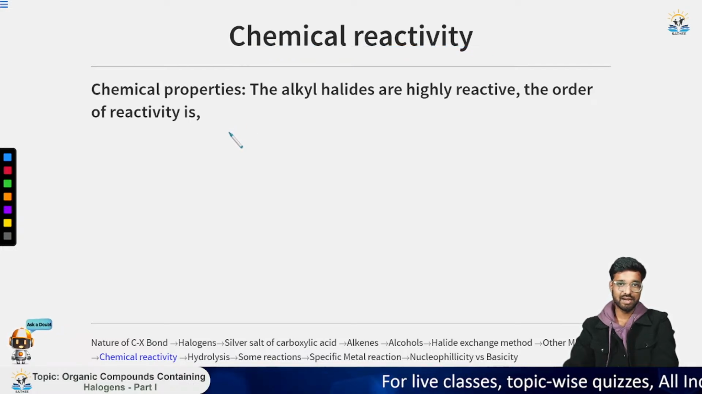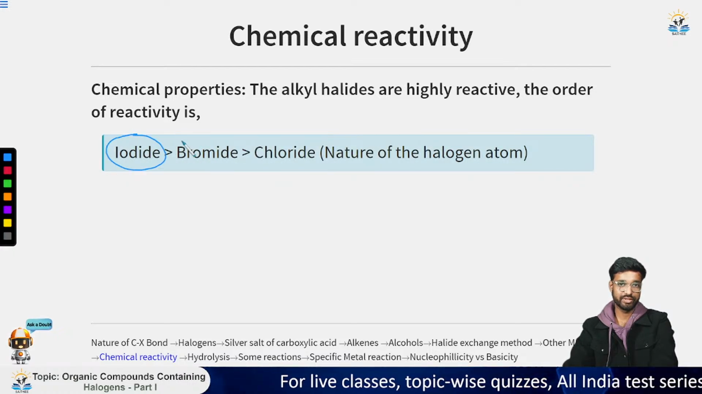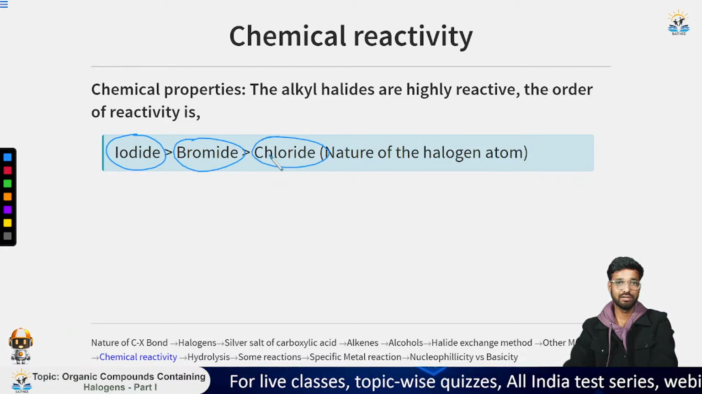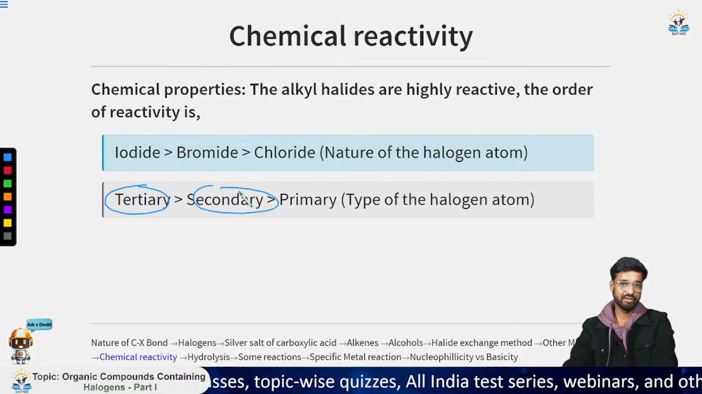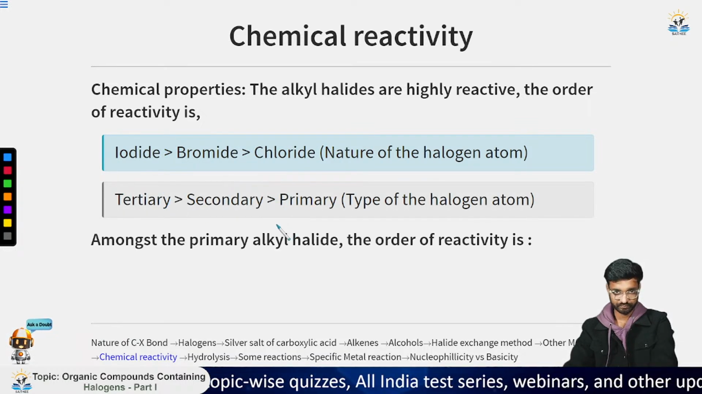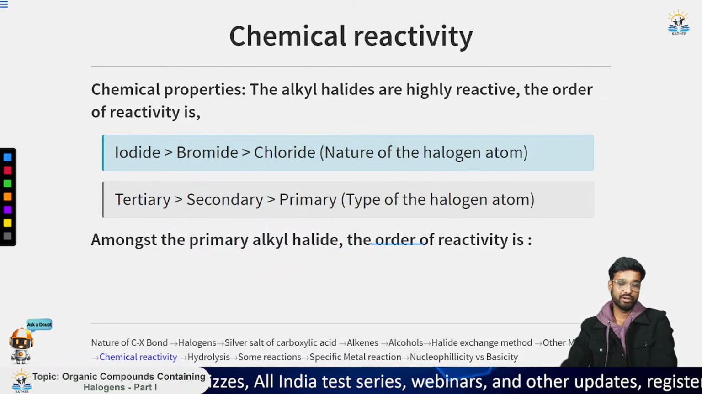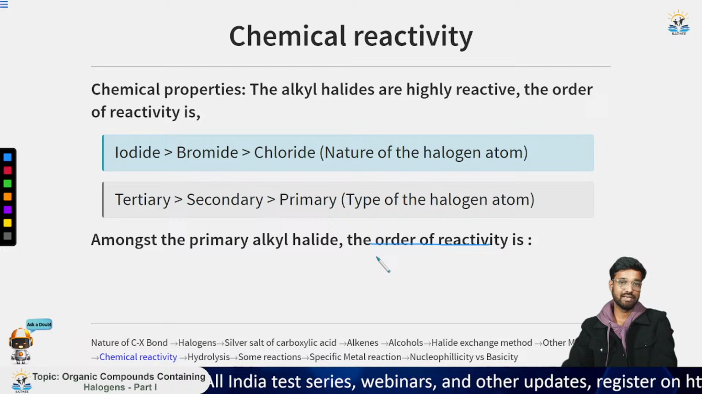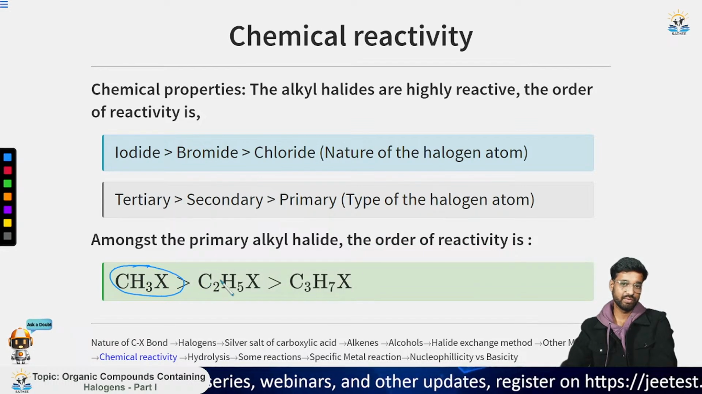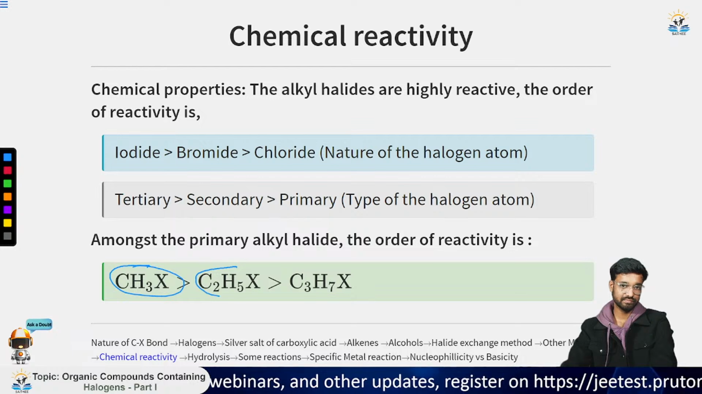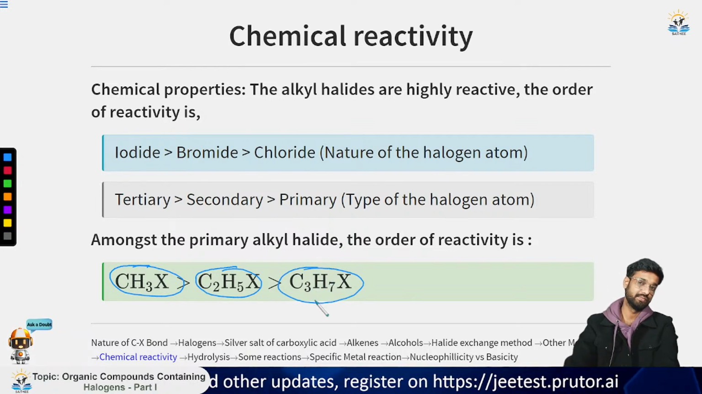Now, the alkyl halides are highly reactive. The order of reactivity is: iodide is much more reactive than bromide, then chloride. Similarly for tertiary, secondary, primary. Among the primary alkyl halides there is also an order of reactivity: the methyl halide is much more reactive, then we have the ethyl, and then the propyl.